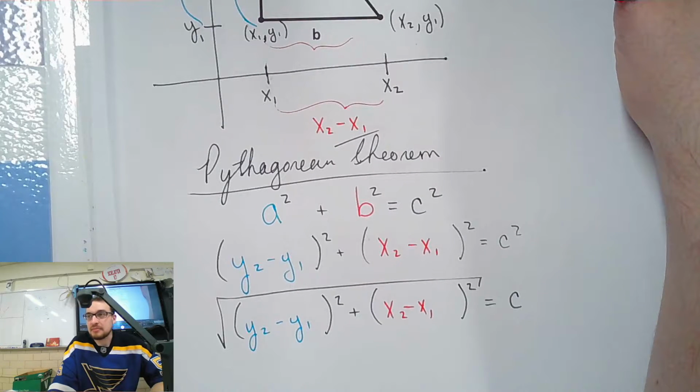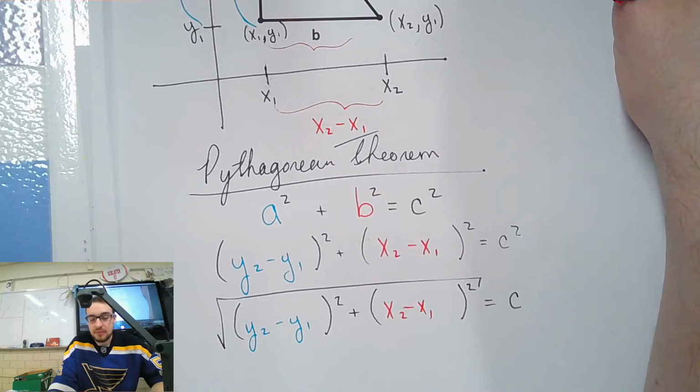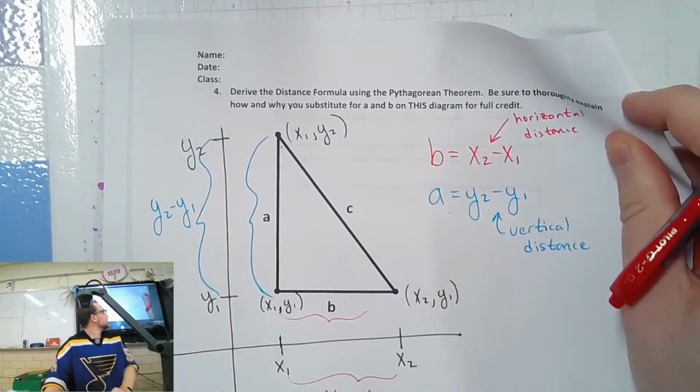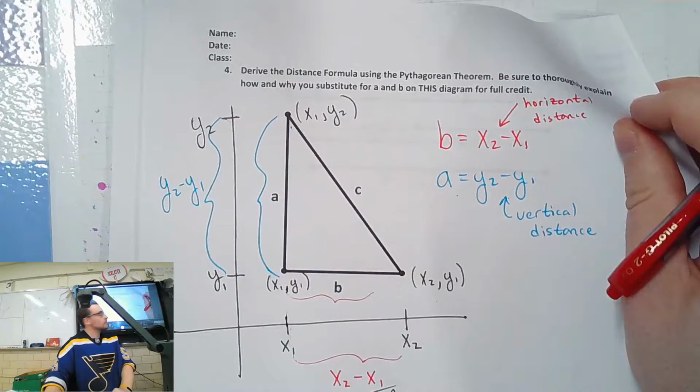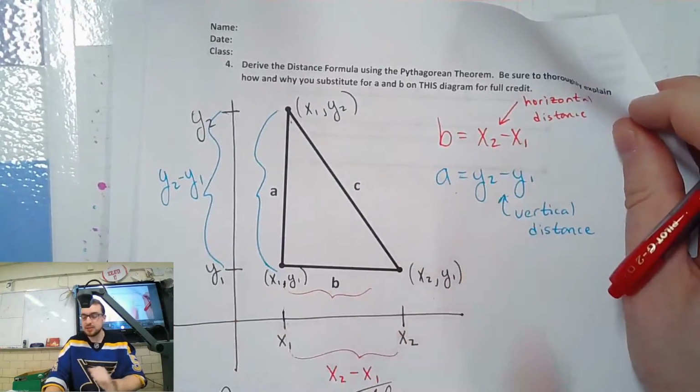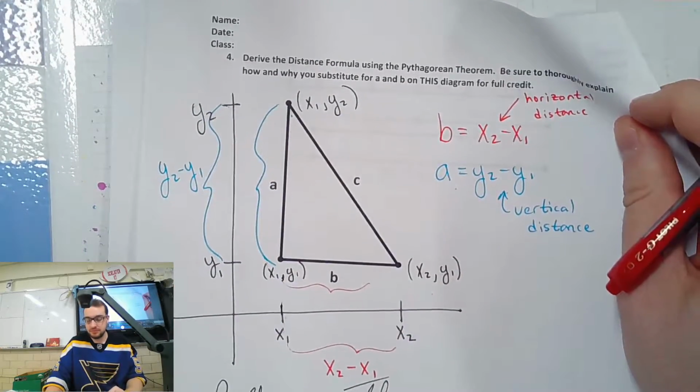What do you think? Label your coordinates, right? Get your lengths. Subtraction is distance, right? And then plug them in.